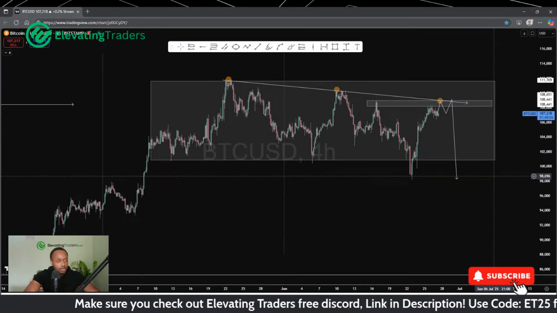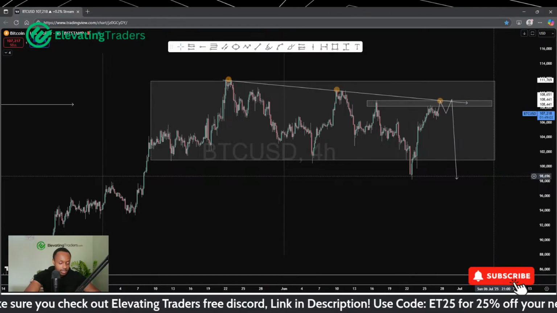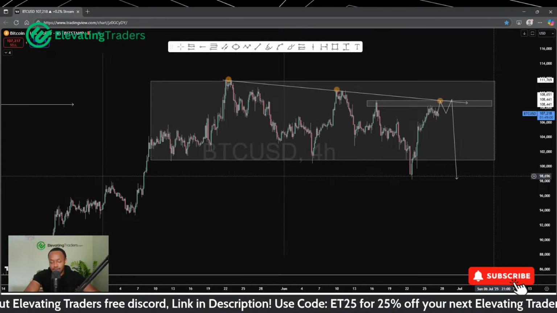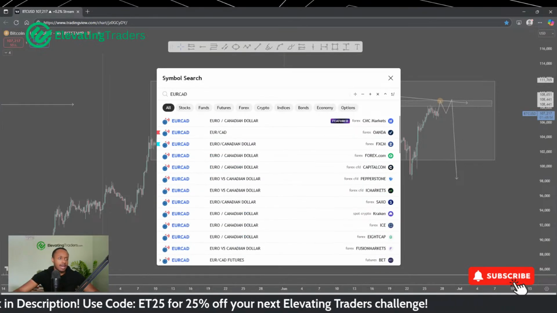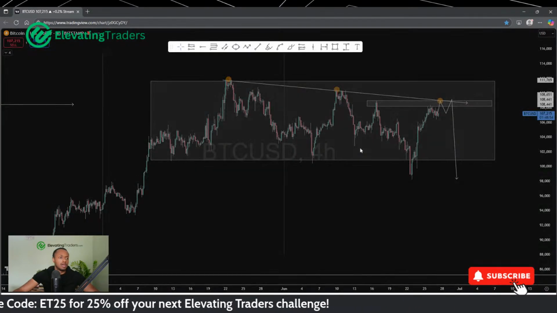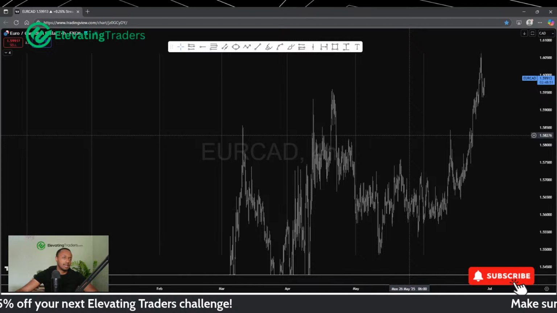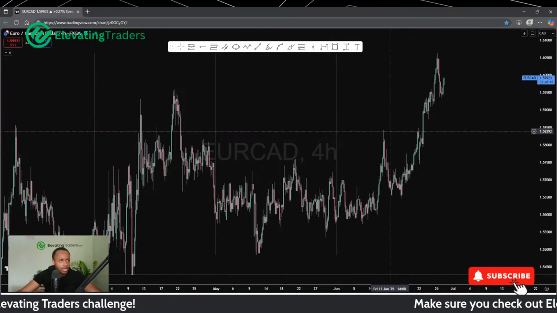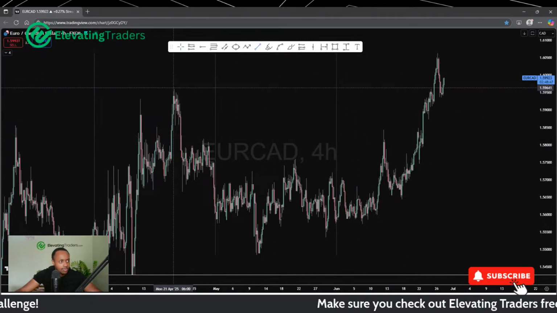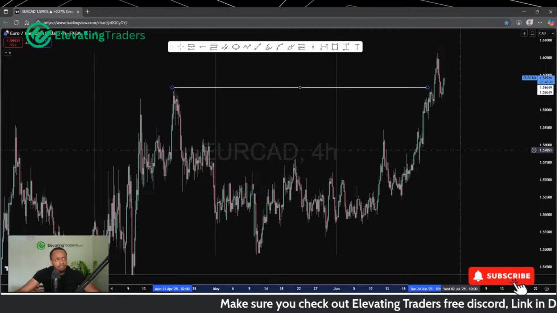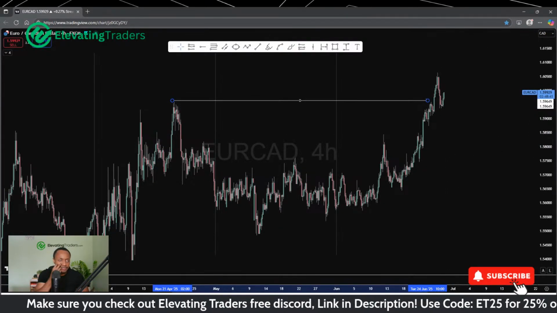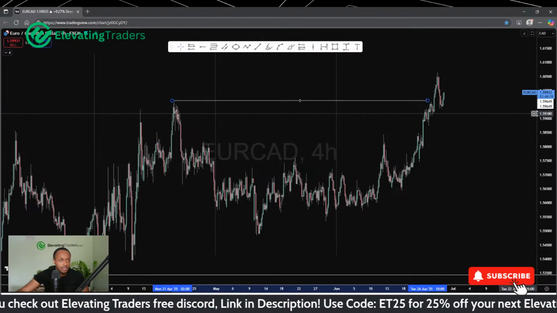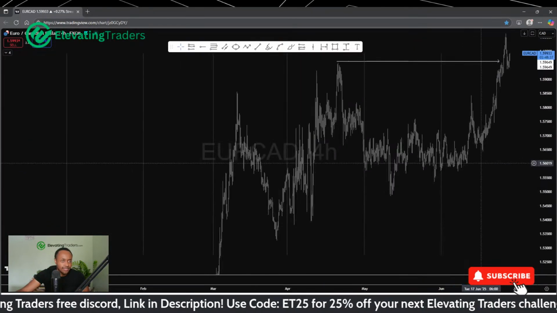In terms of the other CAD pairs, the other crosses, I haven't really been interested in the CAD pairs as of late. EuroCAD, of course, has had a lovely rally and is still looking for the most part pretty bullish to me. We had a bit of a sell-off yesterday, but nothing too significant. Nothing that would tell me that, okay, we're about to sell off now. It's just a bit of a bearish move, nothing significant.